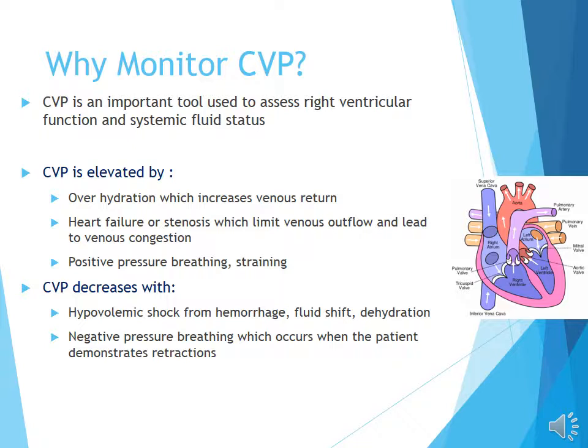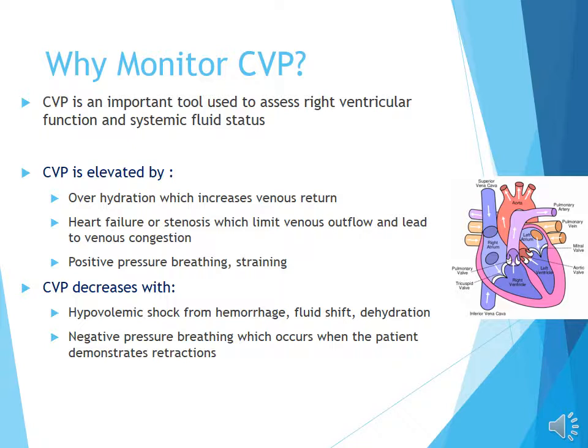So these are some of the things that CVP is elevated by. Overhydration, because that's going to increase venous return. So maybe your patient got loaded with too many fluids during their surgery. Heart failure, we just went over a little bit, so that limits the venous outflow and leads to venous congestion. So if they're in congestive heart failure, fluid overloaded, they might want to monitor their CVP to see how elevated it is to guide their treatment. And then positive pressure breathing or straining can just naturally elevate the CVP, nothing that would need treatment.